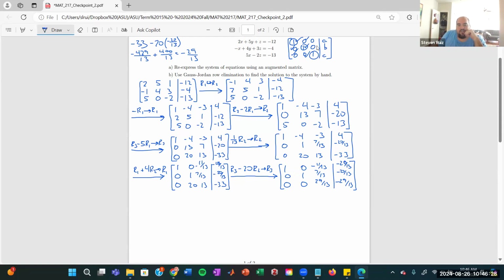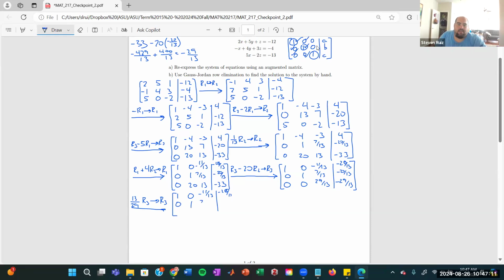My final row is 0 0 29 thirteenths negative 29 thirteenths. Basically, what I'm going to do with this is divide that row by 29 thirteenths, or multiply it by 13 29ths. So I'm going to multiply that row by 13 29ths and put it back into that row. So what does that do? First two rows are going to be unaltered. 1 0 negative 11 thirteenths negative 28 thirteenths.